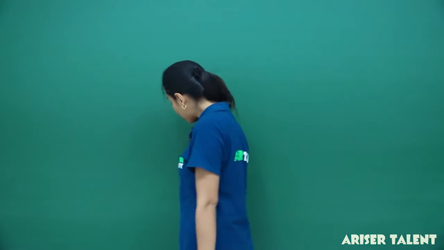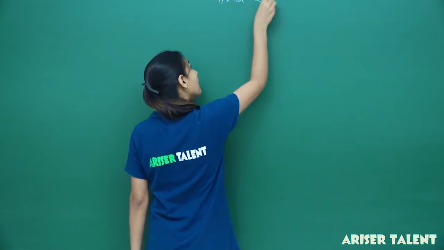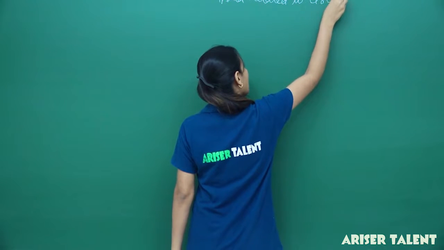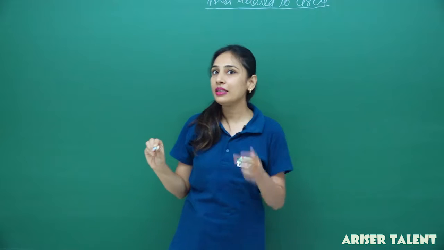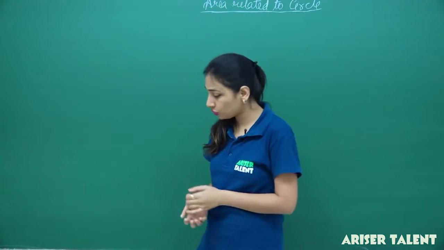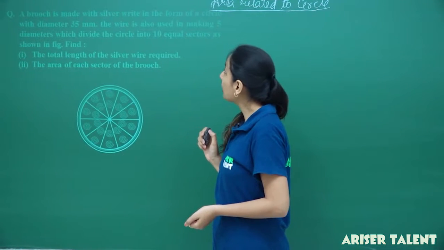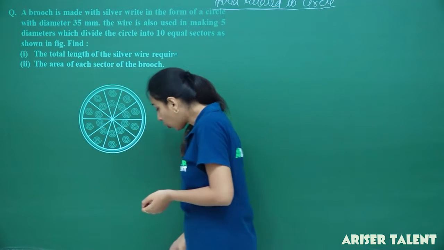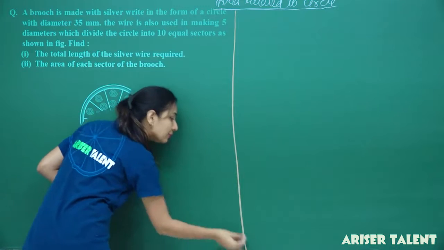Okay, students, so we were studying this chapter which is called Area Related to Circles. So far, we have completed all the theories and we are discussing some interesting questions. About a brooch, I have told you to solve this question, right or wrong? Say yes or no. Have you done that question, students?